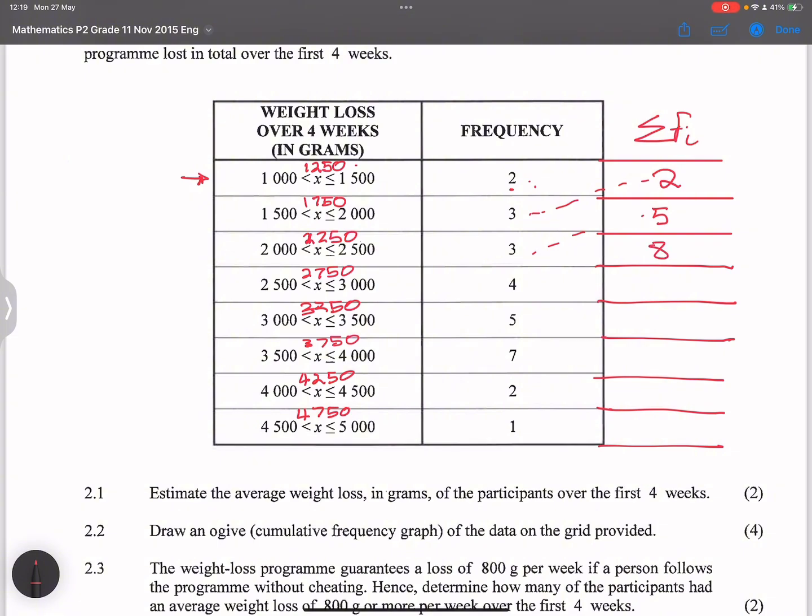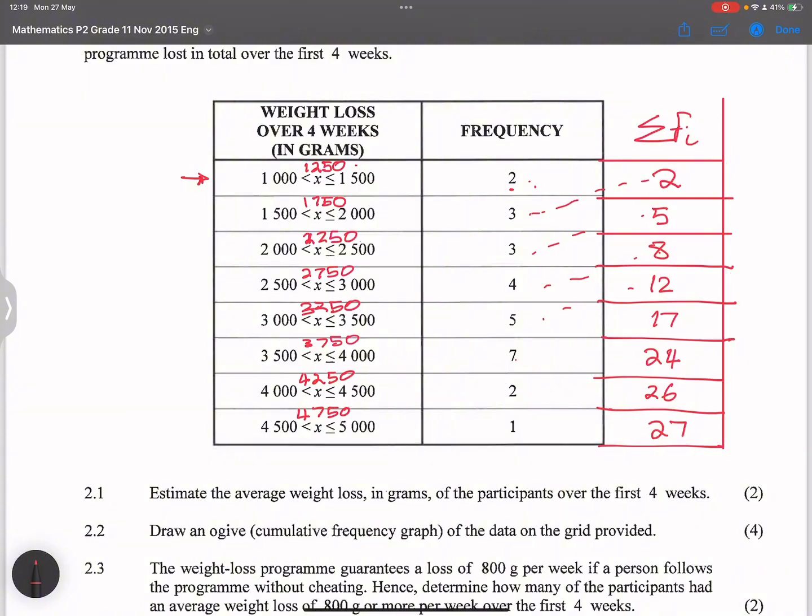8 plus the 4 will give me 12, okay? And 12 plus the 5 will give me 17. 17 plus the 7 will give me 24. 24 plus the 2 will give me 26. And 26 plus the 1 will give me 27. Right, and that's my cumulative frequency values, right?